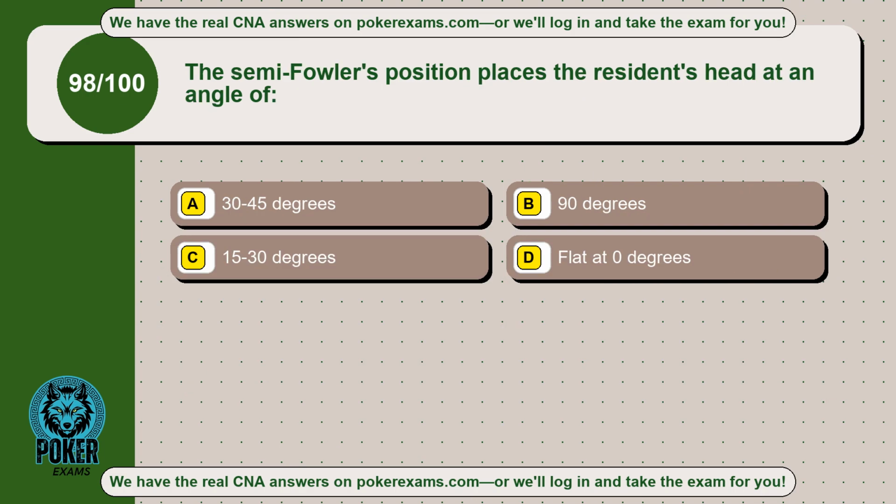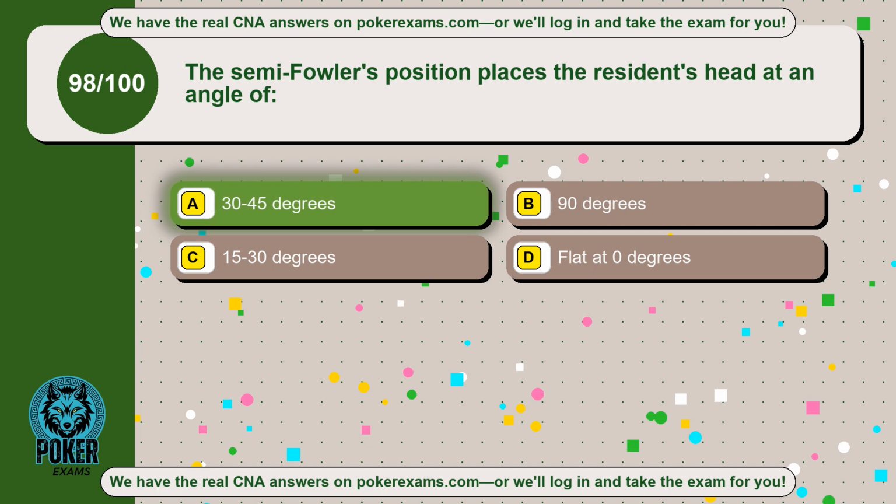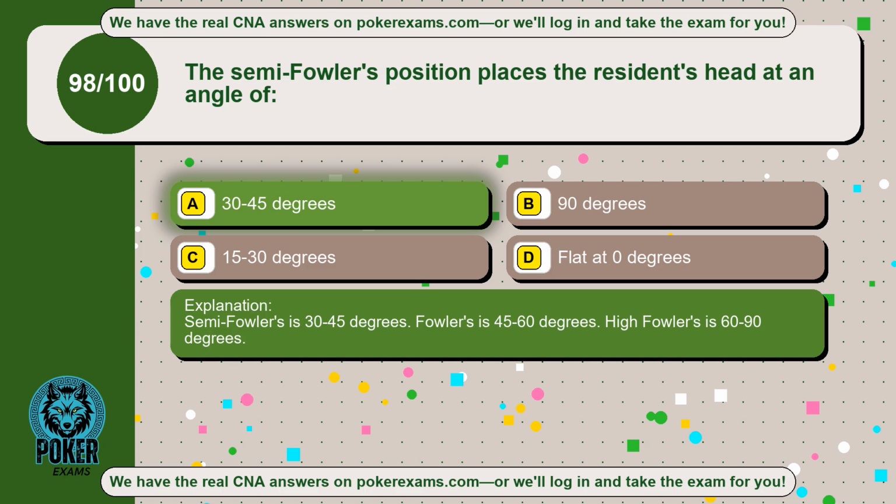Question 98. The semi-Fowler's position places the resident's head at an angle of: Option A. 30 to 45 degrees. Option B. 90 degrees. Option C. 15 to 30 degrees. Option D. Flat at 0 degrees. The correct answer is option A. 30 to 45 degrees. Semi-Fowler's is 30 to 45 degrees. Fowler's is 45 to 60 degrees. High Fowler's is 60 to 90 degrees.